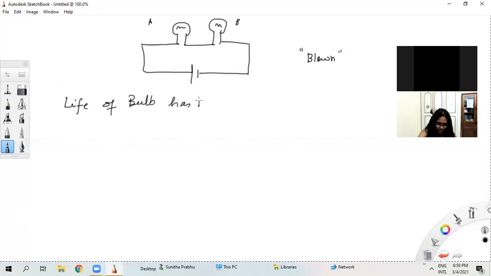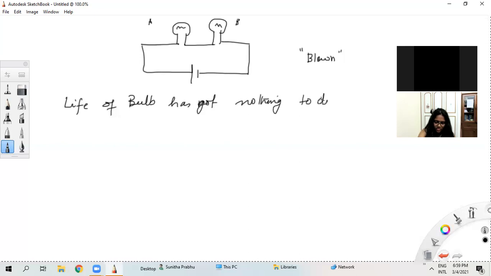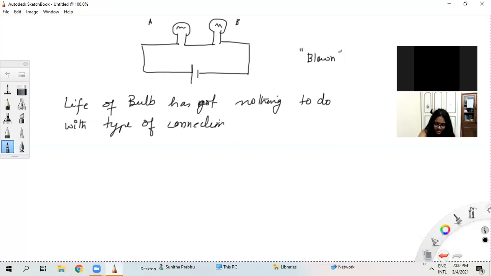Life of bulb has got nothing to do with type of connection. Okay, so yeah, that was my question. It's not that for longevity of the bulb, if you connect it in series, it will have less longevity than parallel. Nothing like that.